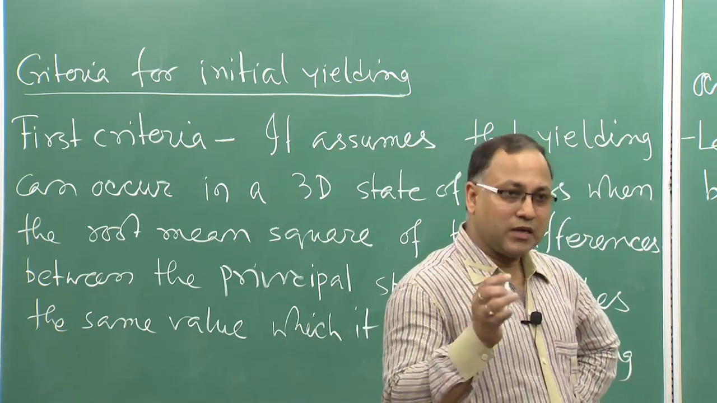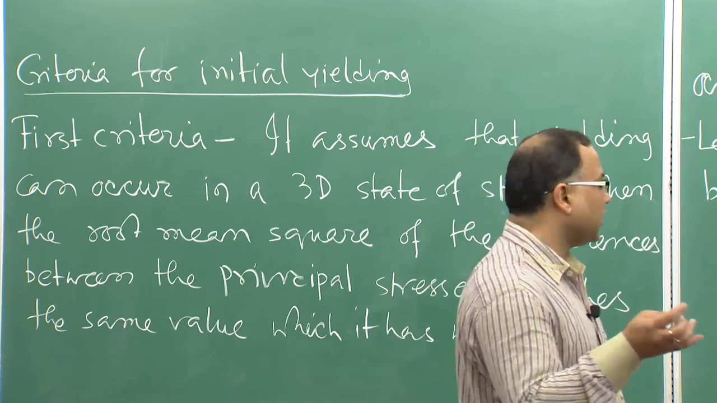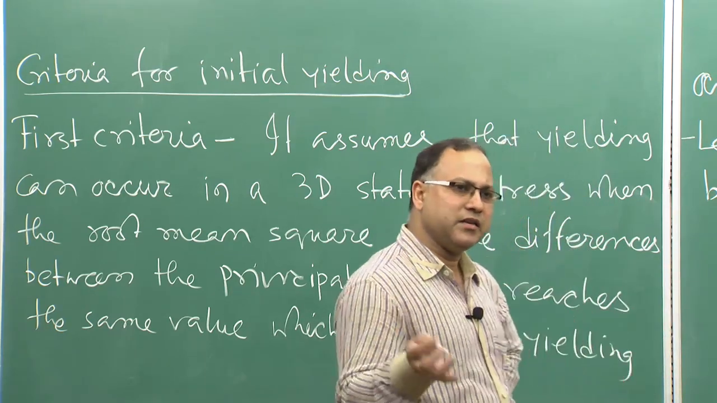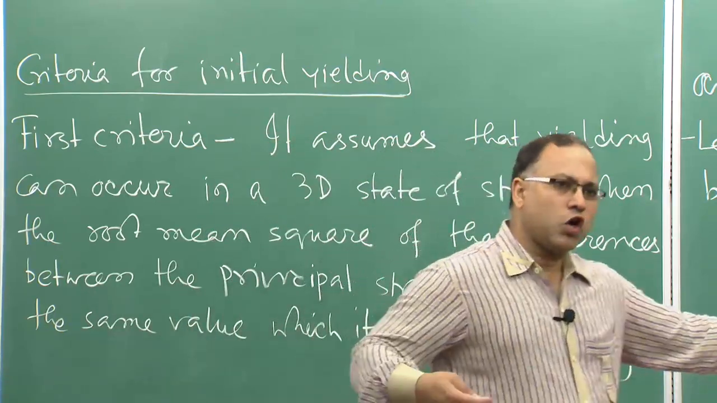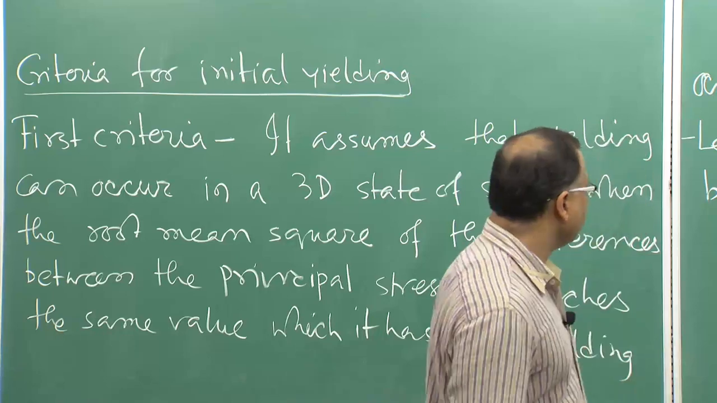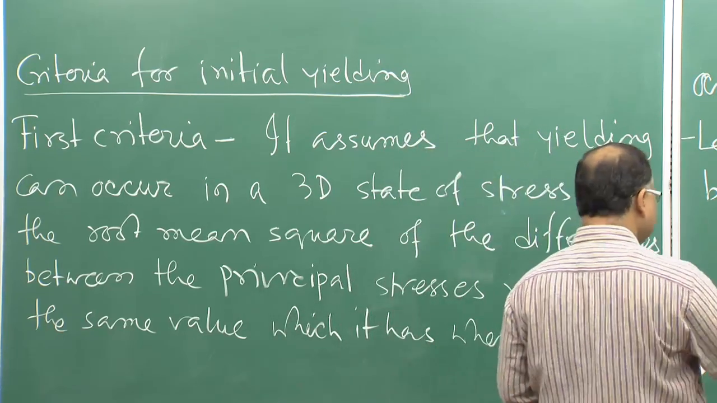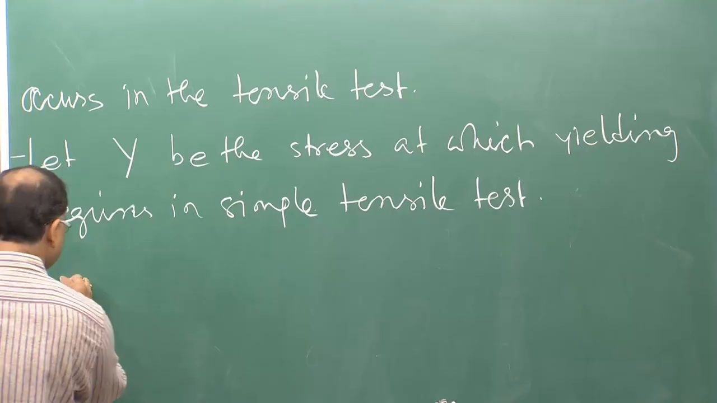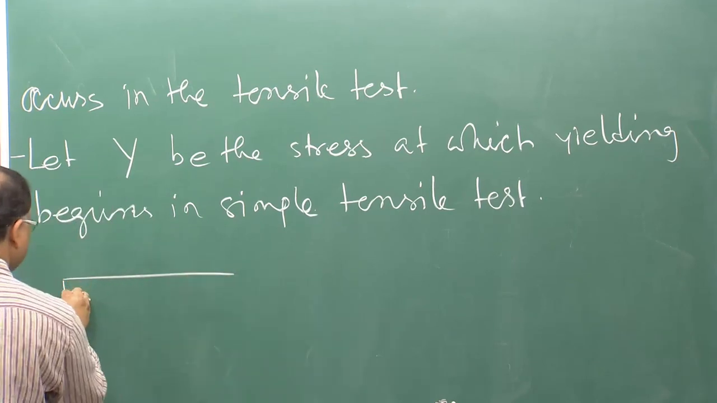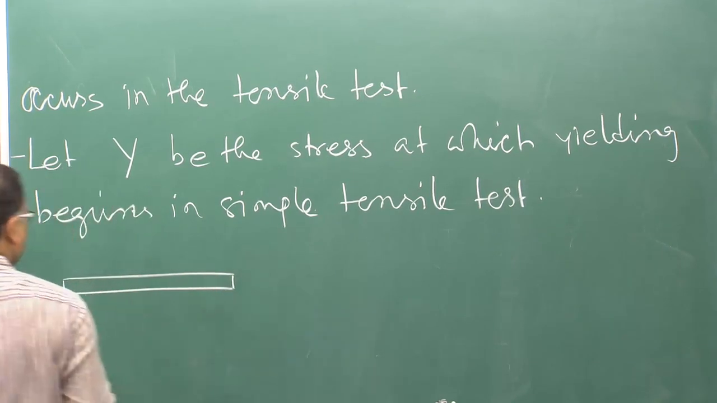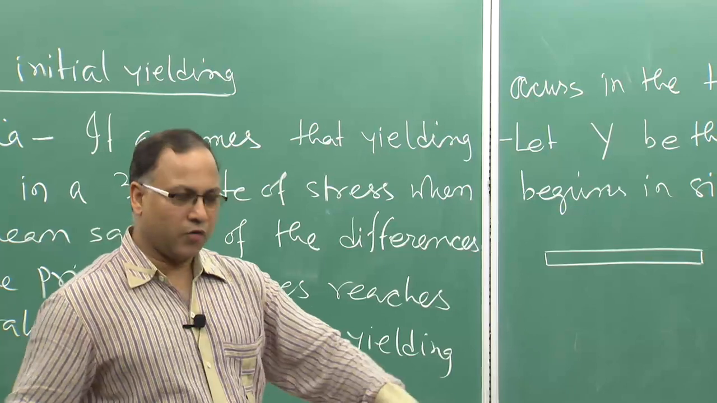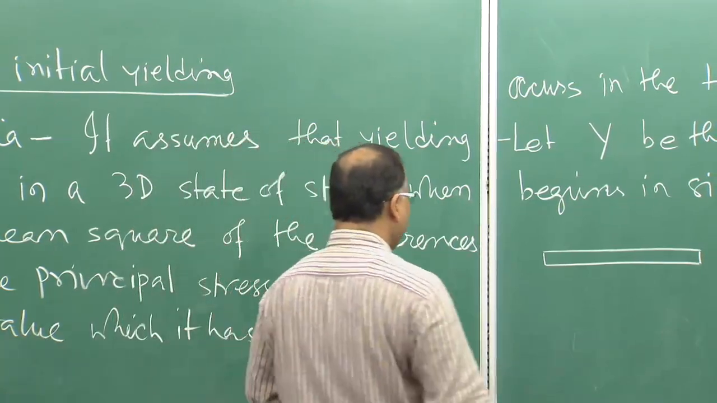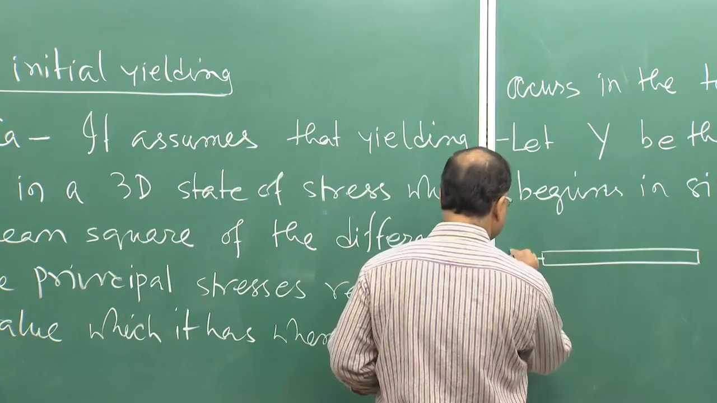So what does it mean? What is a simple tensile test? I think you might have done that in your undergraduate, some simple tensile test of a steel rod or an aluminium rod or whatever. Now, in a simple tensile test, what we generally do in the lab is take a rod or a one-dimensional member of a particular material, okay, and we apply tensile stress.